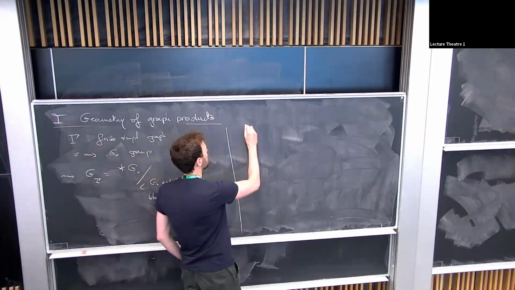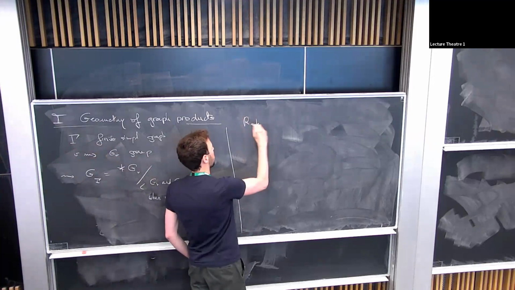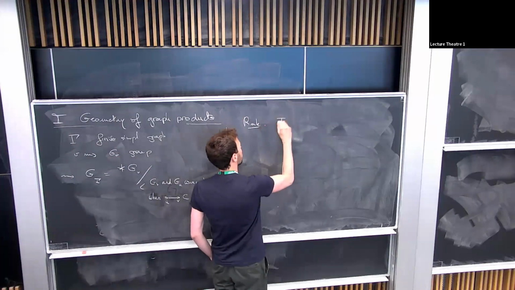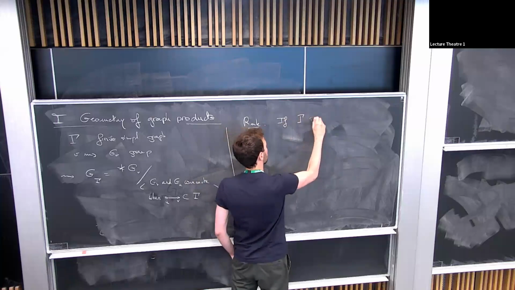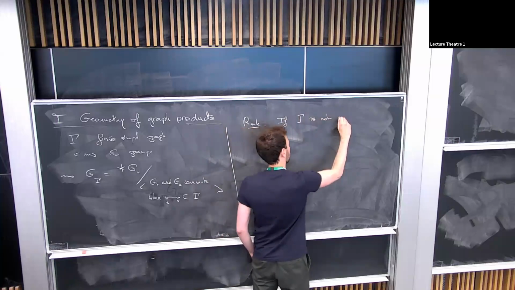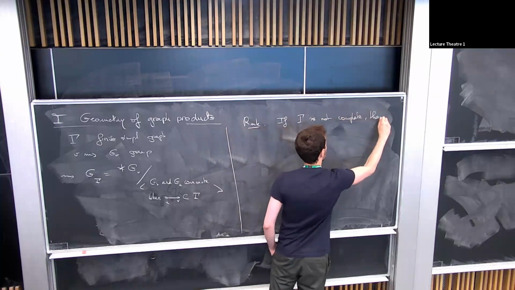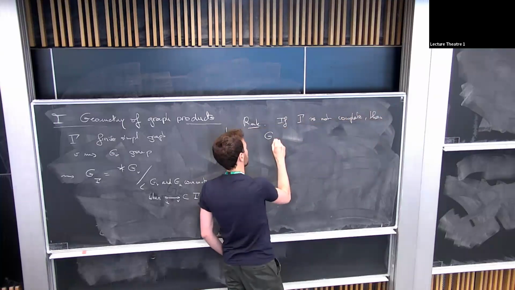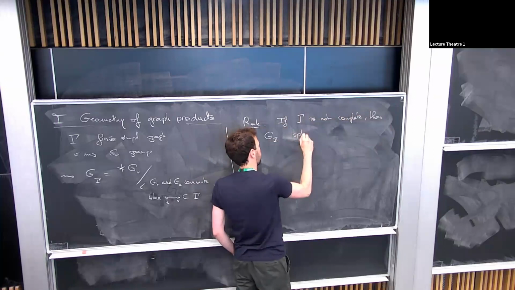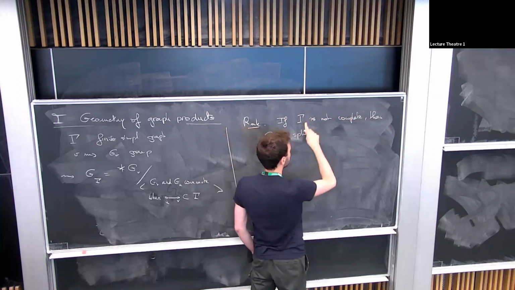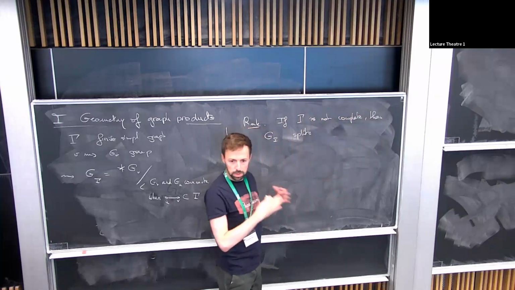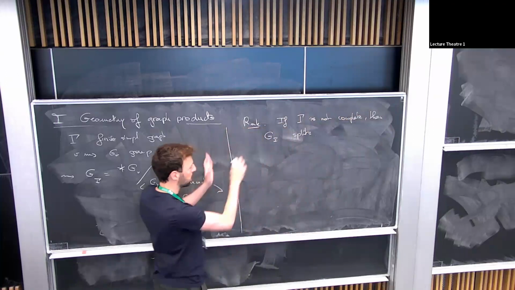So the first remark is that if gamma is not a complete graph, then the graph product splits. And if gamma is complete, then we just have a direct product of all the G_V's that appear. So that case is well understood.